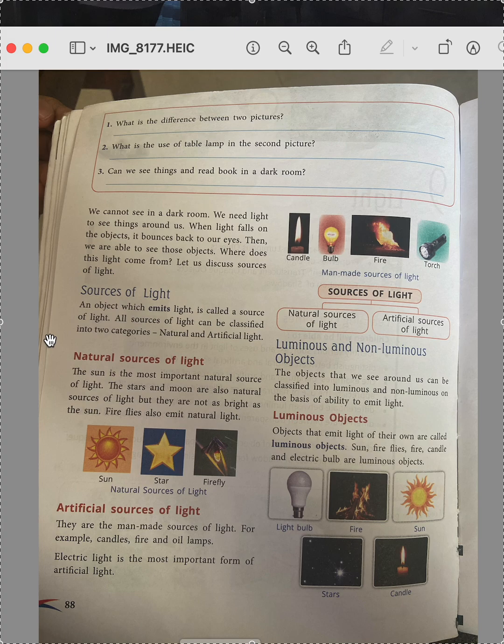All sources of light can be classified into two categories, natural and artificial, right? Now we know what is the source, right? And when we know the source, we need to divide or differentiate that into two categories. One is natural, second is artificial, which is man-made, right? Now, the natural sources of light. Which are these natural sources of light?